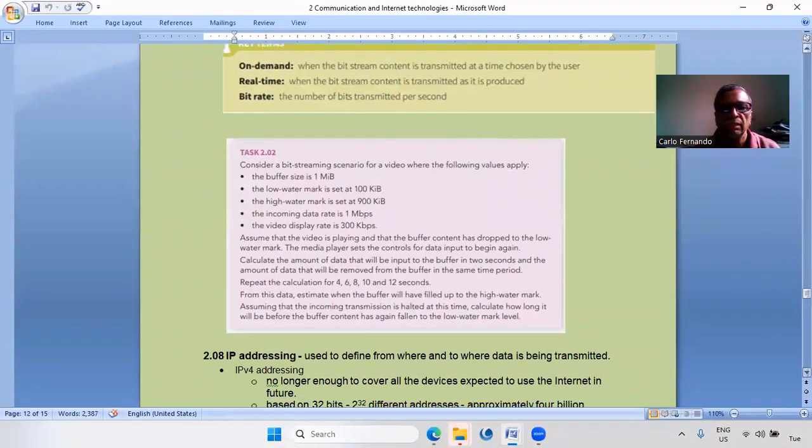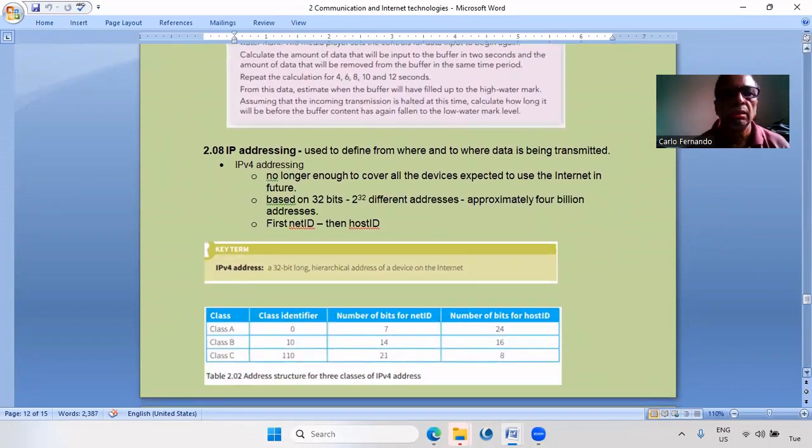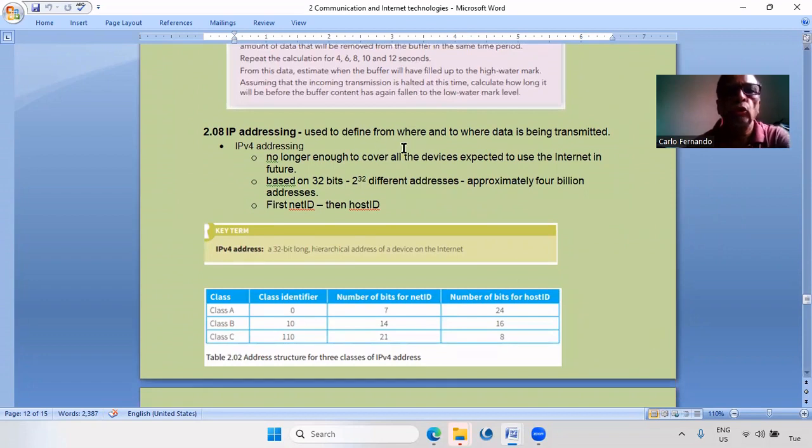Then we come to IP addressing. That is used to define from where and to where data is being transmitted. We are using IPv4 addressing at the moment, but it is no longer enough to cover all the devices expected to use the internet in future. Because it's based on 32 bits, that will be 2 to the power 32 different addresses, which is approximately 4 billion addresses.